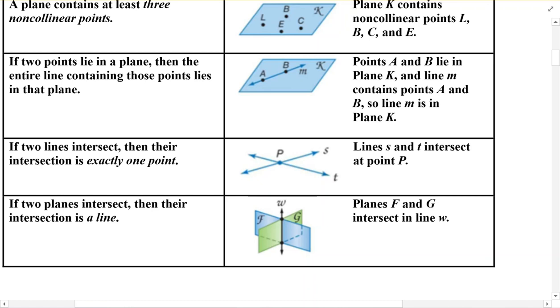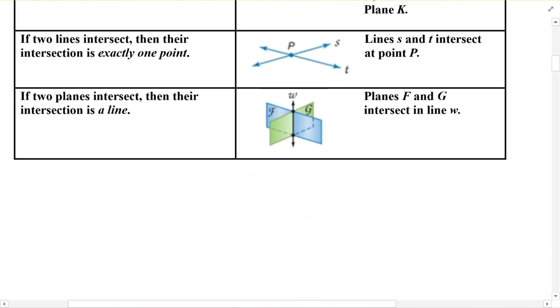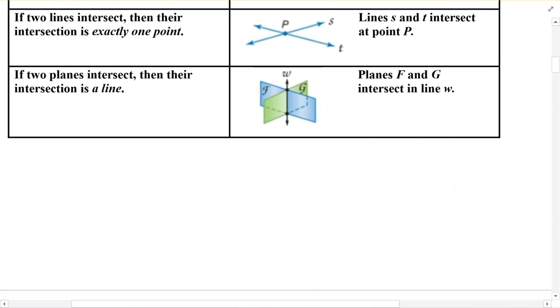If 2 lines intersect, then they intersect in a point. If 2 planes intersect, then their intersection is a line. You can think of that intersection, for example, as a wall and a ceiling. Those intersect in a line.